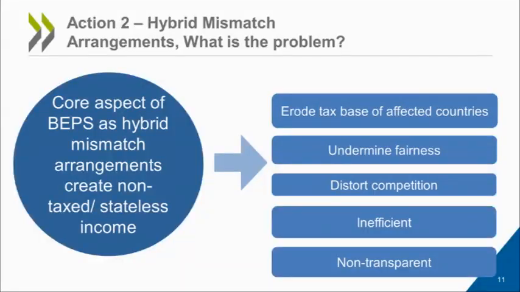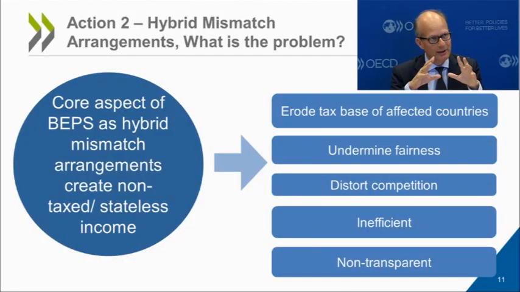Now, we've covered hybrid mismatch arrangements in some of the preceding BEPS webcasts that we had, but I think it's not bad to start out by saying that this is one of the core aspects that we've always said in the BEPS project when we talk about double non-taxation or non-taxation. This is a classic example of stateless income. And in some sense, and we said this also before, this is, if you wish, not a victimless crime. There is an aspect here, an erosion of the tax base of the affected countries.